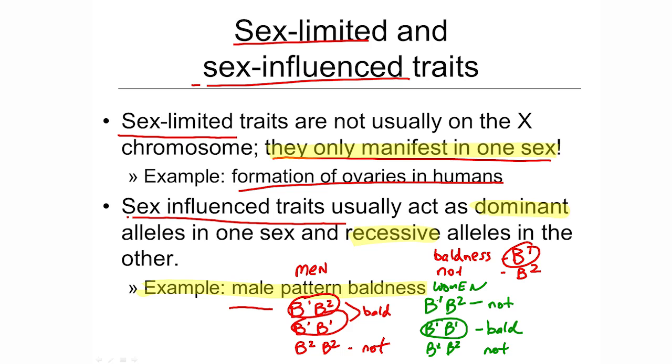So again, this does have to do with the hormonal environment. It's probably the amount of testosterone present and some other factors. But it's sex influenced. The manifestation of the trait is influenced by the sex of the person who has these alleles.